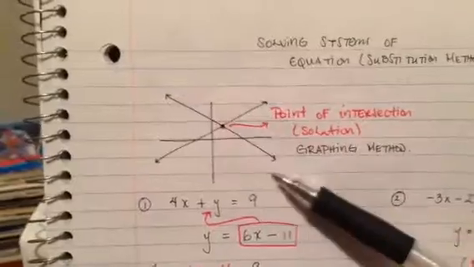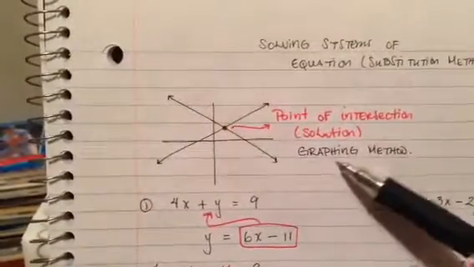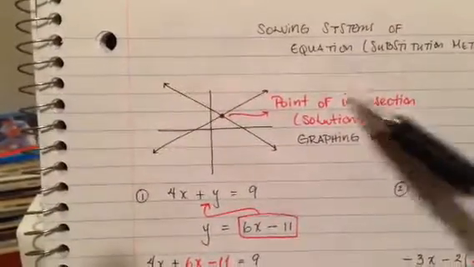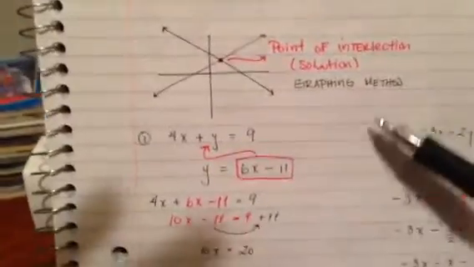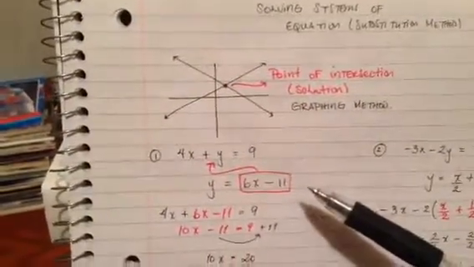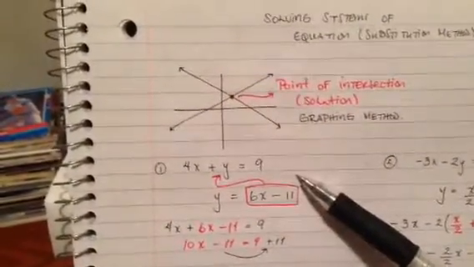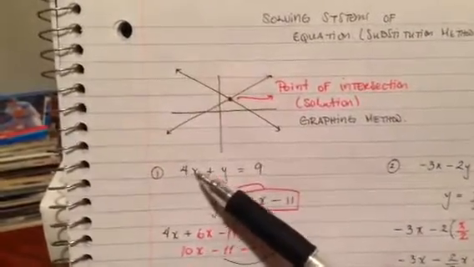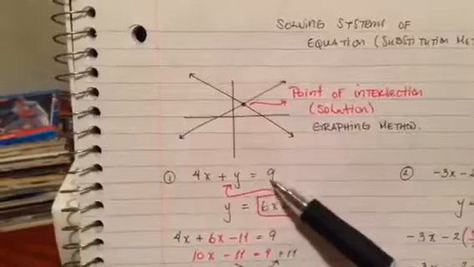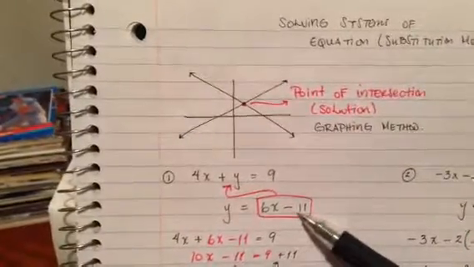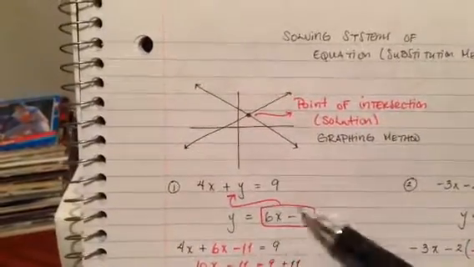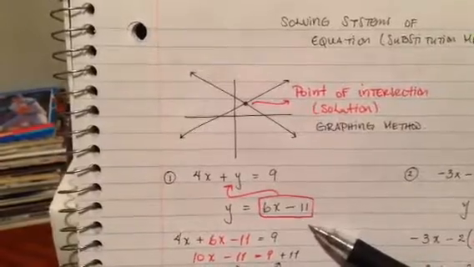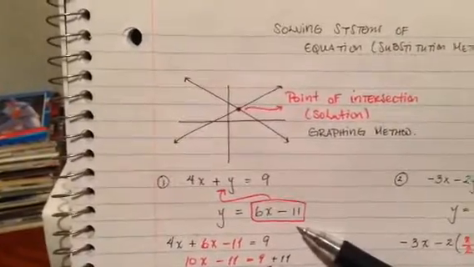When you graph it like that and find the point of intersection, that's called the graphing method. Now, we're going to be using algebra to solve it. Let's say they give you this equation, 4x plus y equals 9, and then y equals 6x minus 11.